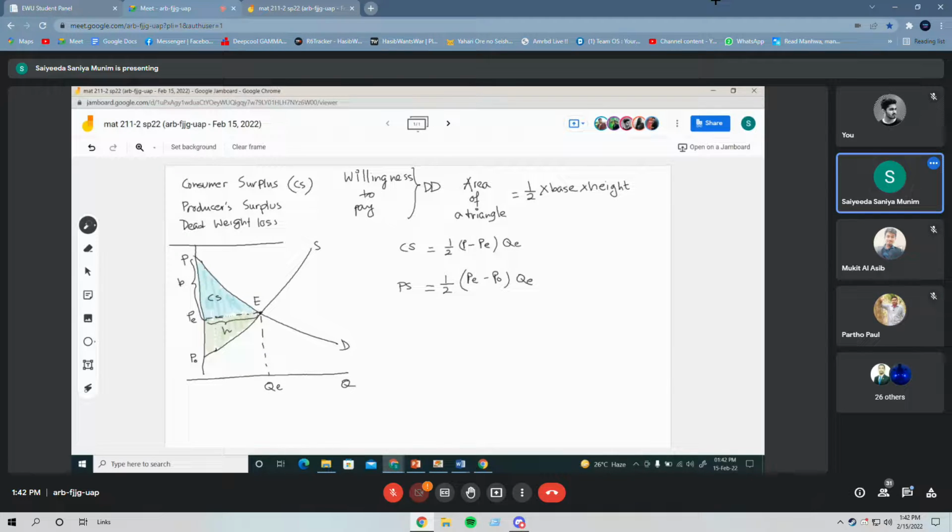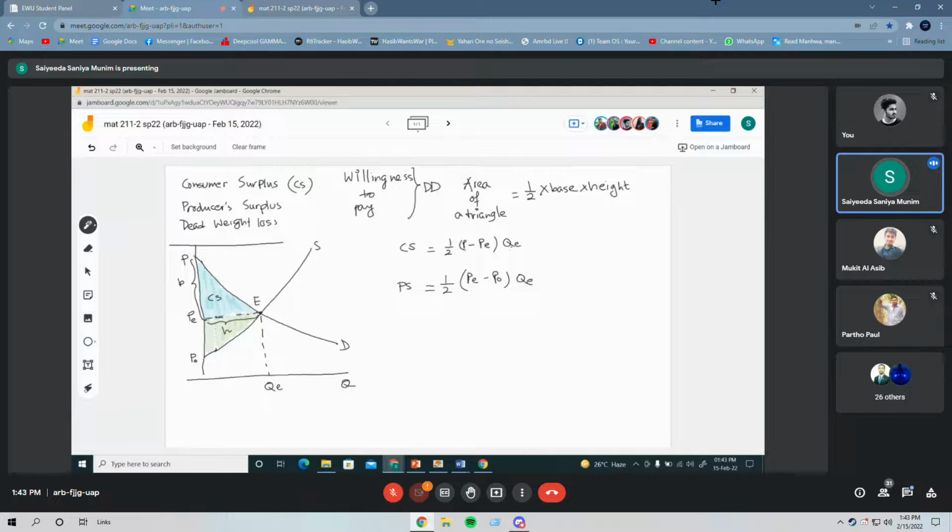So in the formula, we need two things, P and P naught. PE and QE you can find from the market equilibrium situation. But what about this P? This is the price at which the quantity demanded is zero. P is the price at which quantity demanded is zero, and P naught is the price at which quantity supplied is zero.